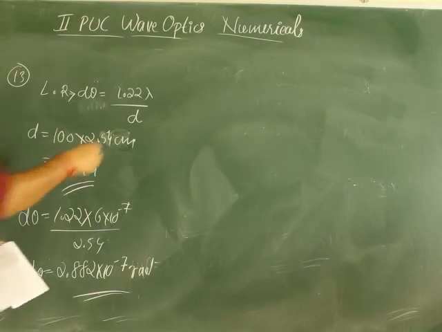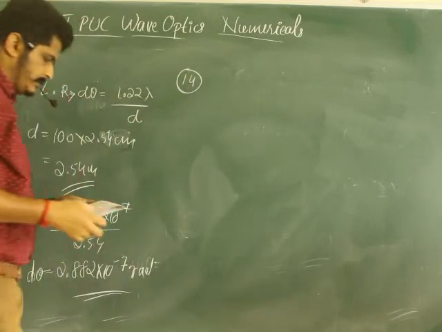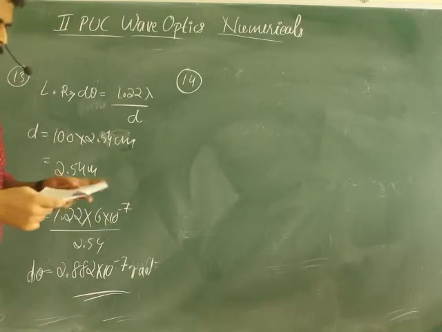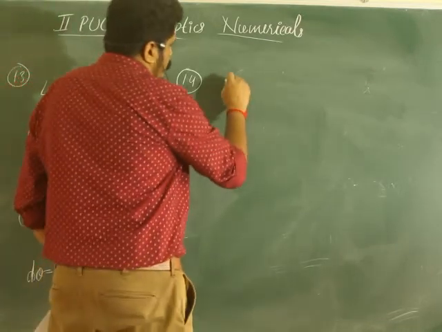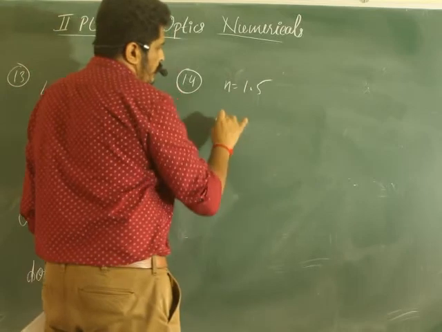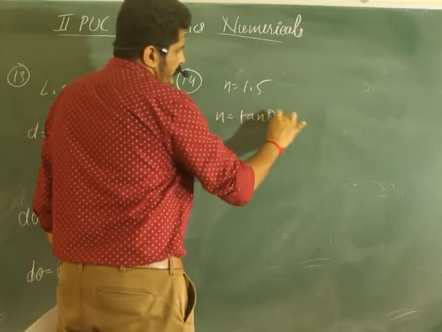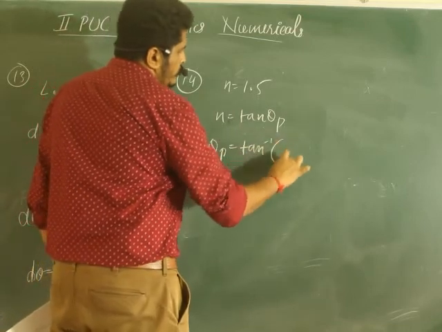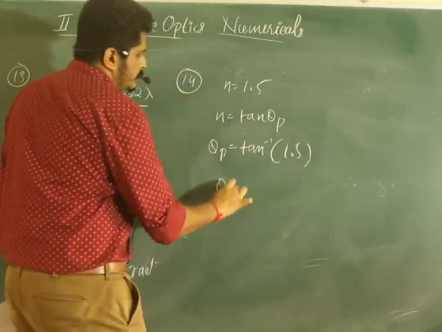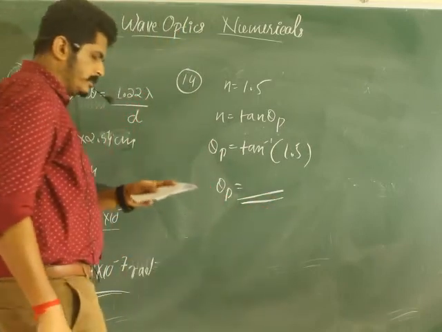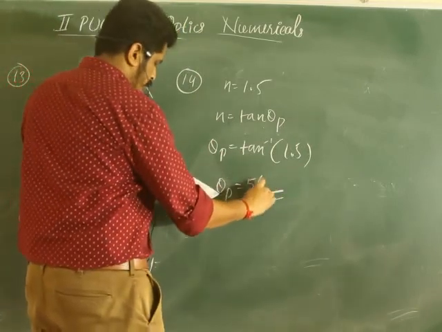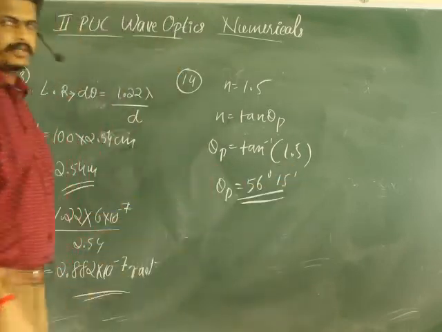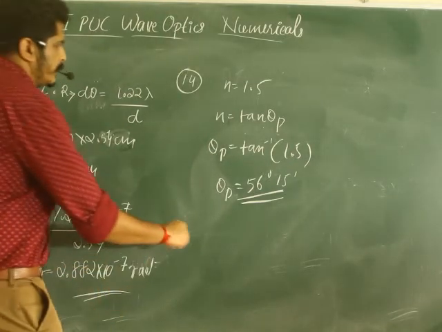Limit of resolution. Question number 14. It's about Brewster's angle. Look at there, student. What is the Brewster angle for air to glass transition? Air to glass transition means n equal to tan theta p. So theta p equal to tan inverse of 1.5. Check the answer. Very simple. Answer is somewhere around 56 degree 15 minutes. Okay, students, simple it is. Finding out Brewster's angle.